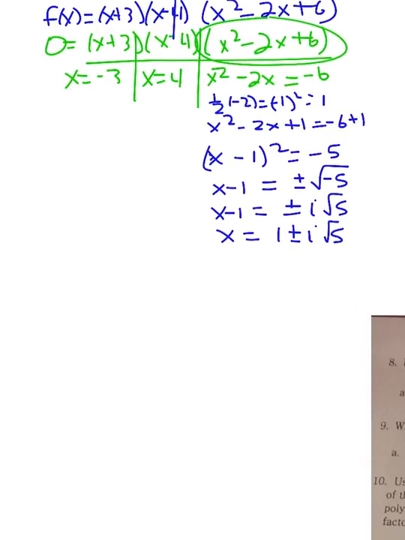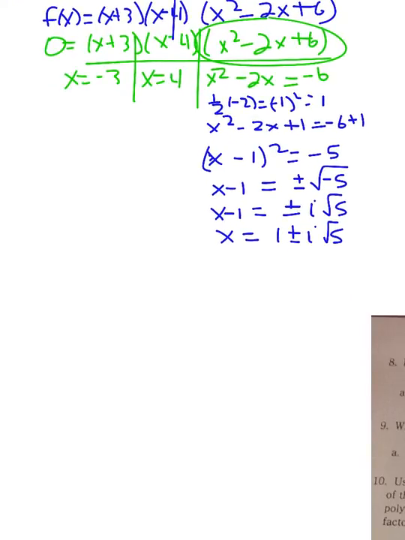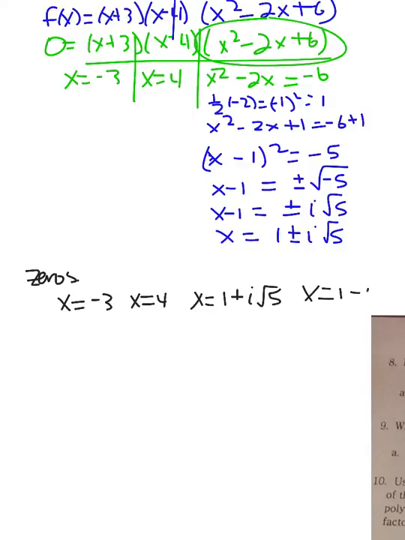Sorry, just want to move this up. So here are my zeros. We have x equals negative 3, x equals 4, x equals 1 plus i the square root of 5, x equals 1 minus i the square root of 5.